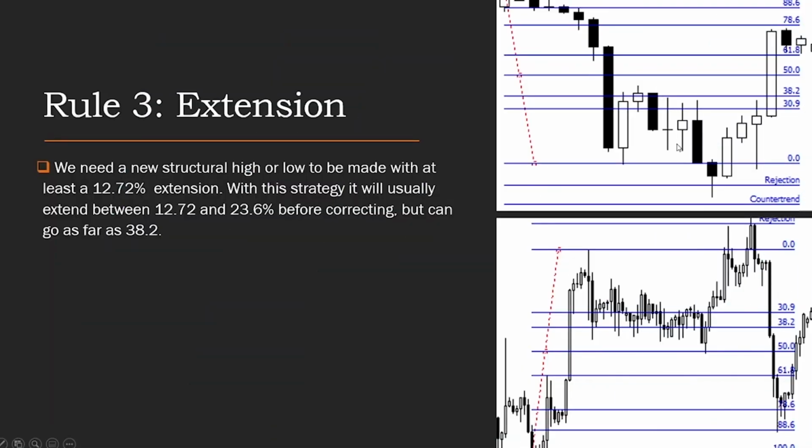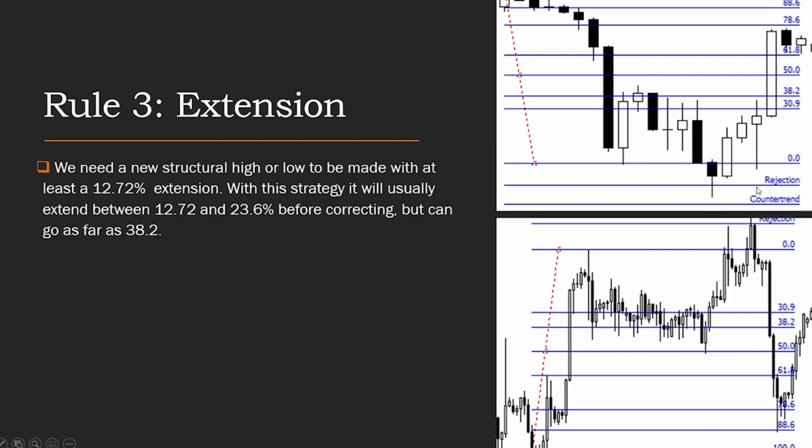Rule 3, extension. So after we have a leg and after we have a retracement, we need to see the market extend and make a new high or a new low. We need to see new structure formed. So this is a lower low, and we got a lower high, and then we got a new lower low made. So we want to see new structure made, and we want to take advantage of a potential snapback above this. So this is a great trade setup, buying at that rejection level.